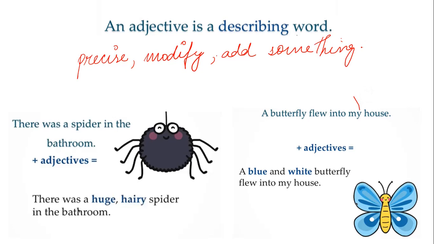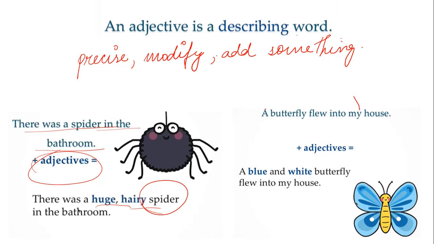As we discussed in our last class, let's do a quick revision. As you can see in this sentence, there was a spider in the bathroom. This sentence is making complete sense. It's a perfect sentence. Now if I add an adjective to this, if I say there was a huge hairy spider in the bathroom, you'll see that it's describing the spider. It's giving more information about the spider.